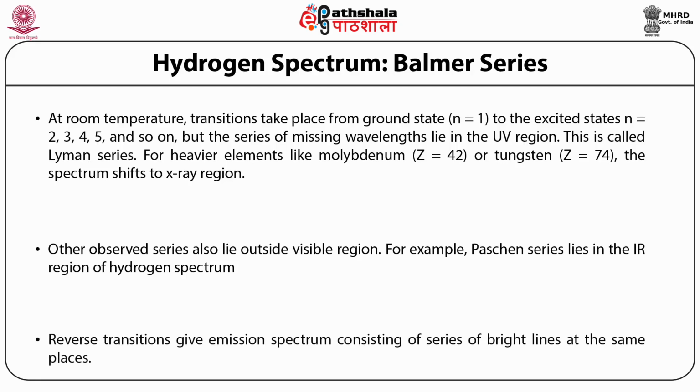Now, the reverse transition gives the emission spectrum consisting of bright lines at the same places. I must remind you that the Balmer series occurs in the visible region of the spectrum, but in order to observe the spectrum, you have to heat the atom to higher temperatures so that the first excited state n equal to 2 is sufficiently populated. Only in that case you will see the Balmer series, which lies in the visible region. But the Lyman series occurs for hydrogen atoms in the ground state, and it occurs in the ultraviolet region.